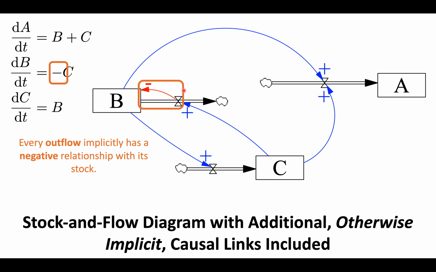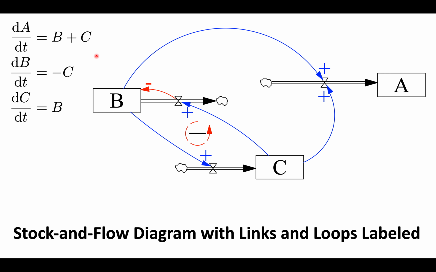So that's all I'm saying there, is that this implicit backward link corresponds to this negative right here. And so if I look at this, I can see that there is a loop here. So there's an implicit positive link going this way. And so I get a negative feedback loop here. And so this is our stock and flow diagram with links and loops labeled.